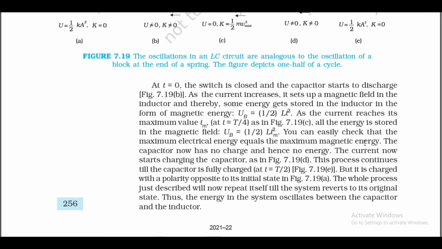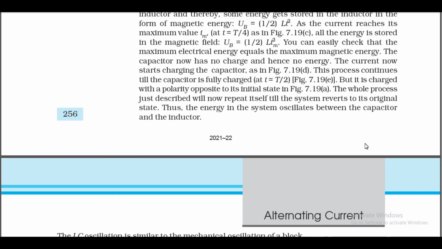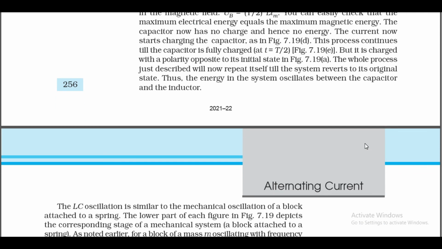The current now starts charging the capacitor, as in figure 7.19d. This process continues till the capacitor is fully charged at t = T/2, figure 7.19e, but is charged with a polarity opposite to its initial state in figure 7.19a. The whole process described will now repeat itself till the system reverts to its original state. Thus, the energy in the system oscillates between the capacitor and the inductor.